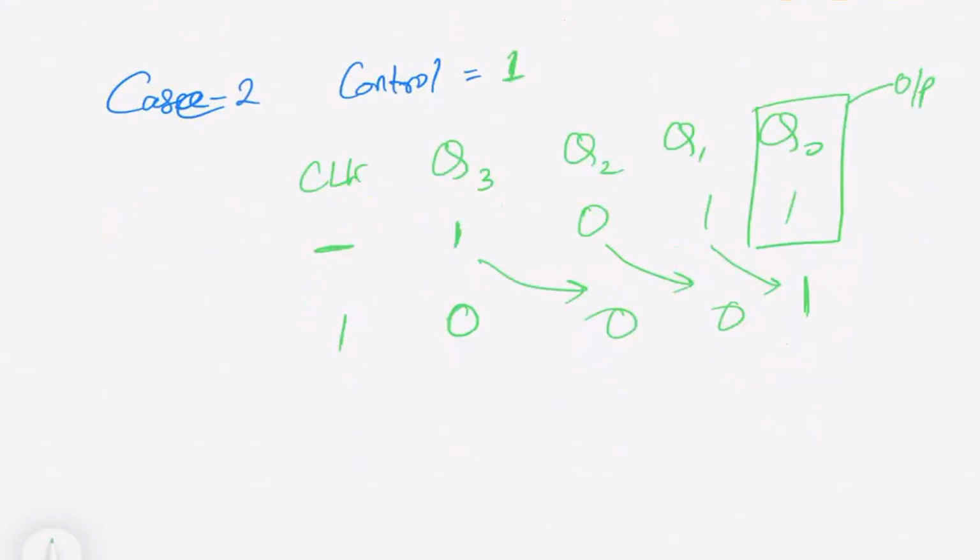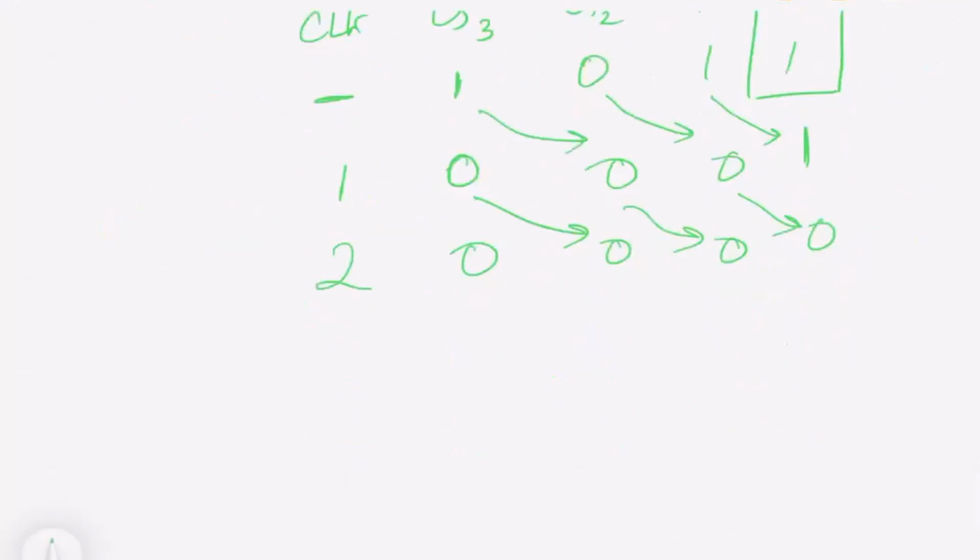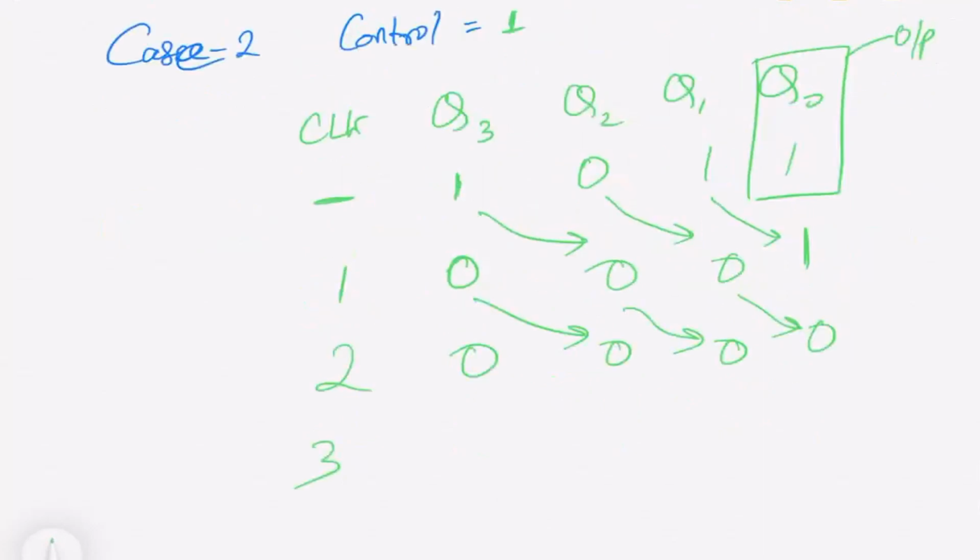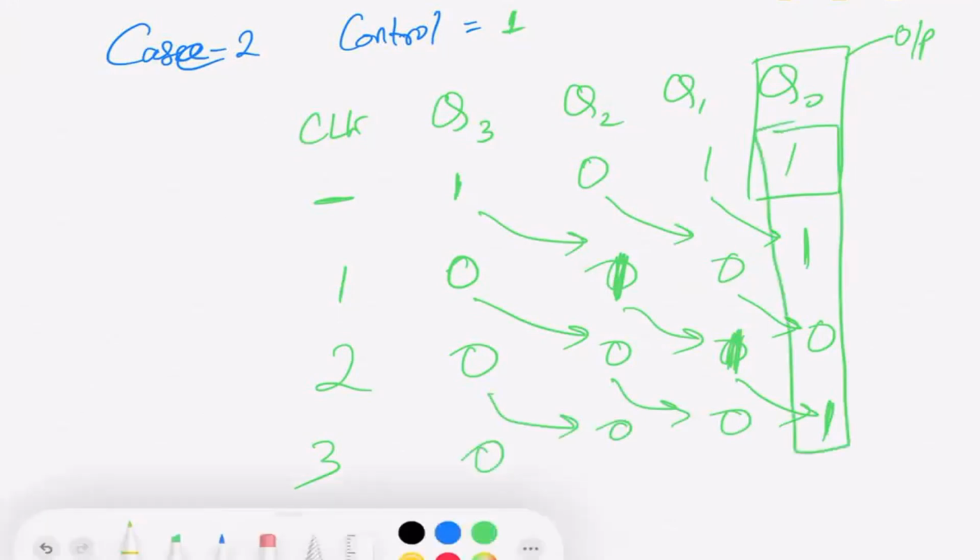Okay, the second time when I apply the clock pulse, this 0 will be received here, this 0 will be received here, this 0 will be received here, and again 1 0 will be here. In the third clock pulse, this 1 will be received here, this 0 will be received here, and we will get my whole data, which is this one, that is 1011.